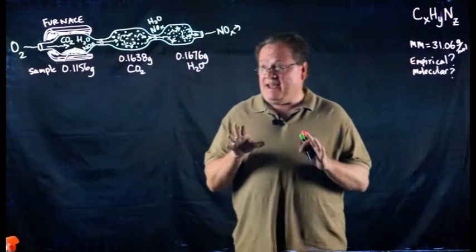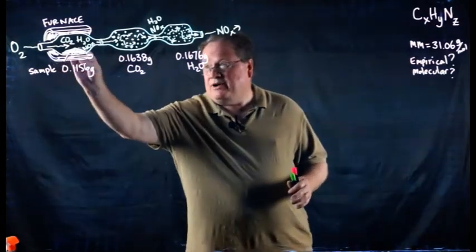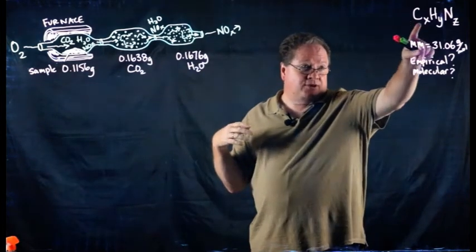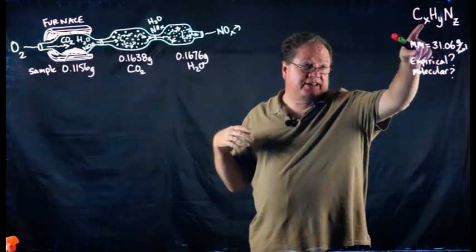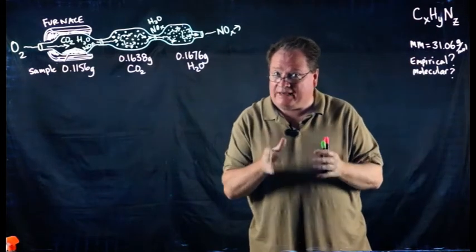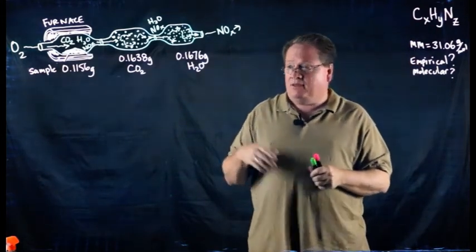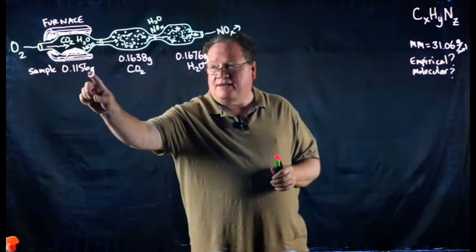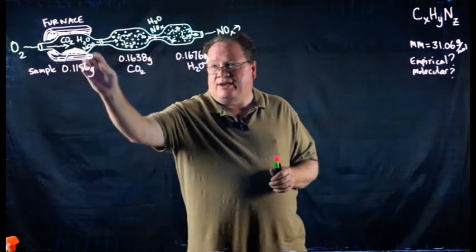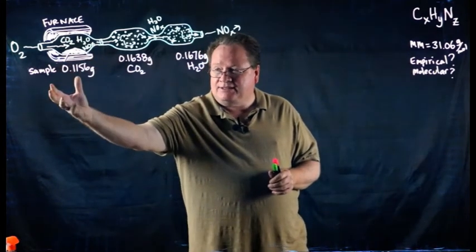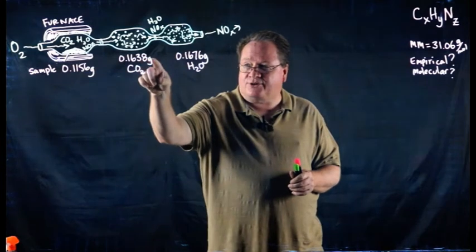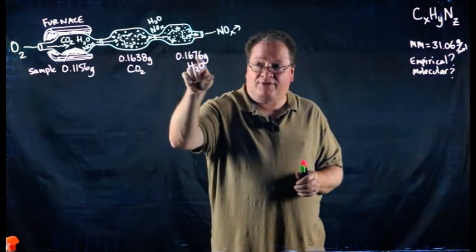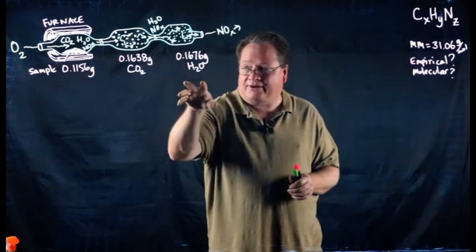So let's say that we have this setup where we've got a sample that we need to figure out what it is. We know that it has carbon, hydrogen, and nitrogen in it, and we don't know X, Y, and Z. That's what we need to figure out. Okay? So I set this up, and I put 0.1156 grams of the sample in there, and when I burn it, I'm going to get 0.1638 grams of carbon dioxide and 0.1676 grams of water.